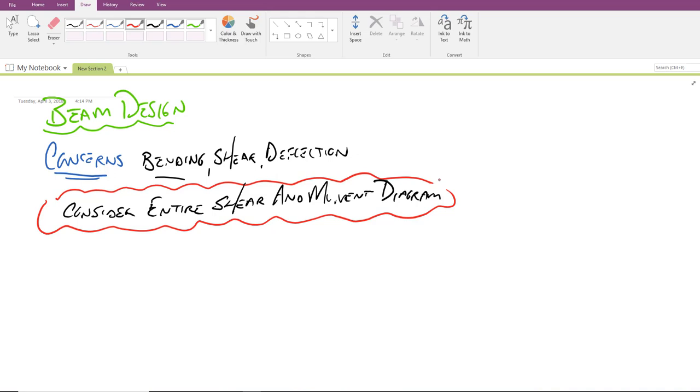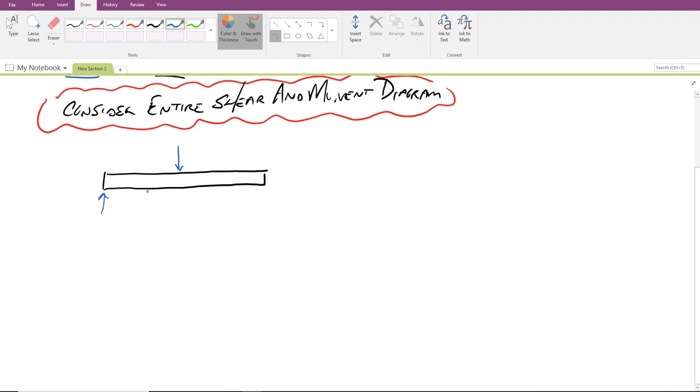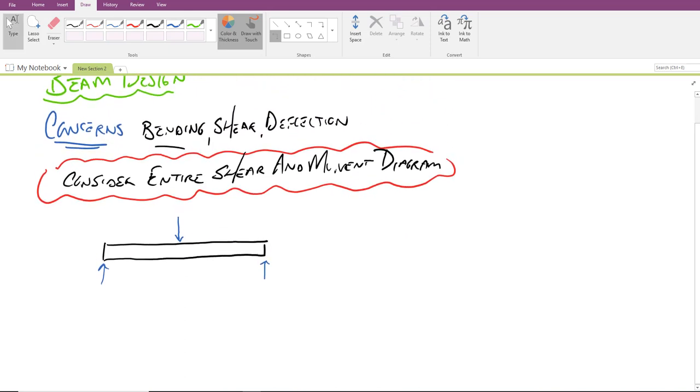All right, what that means for us is we've got to look at essentially what the shear and moment are doing across the entire length of the beam as opposed to just the maximum, which is what we've done before. All right, what I want to do as we start this is just generically think about how beams can be deflected. We'll start with a simply supported beam with a point load in the middle, and we'll go ahead and add some supports out here.